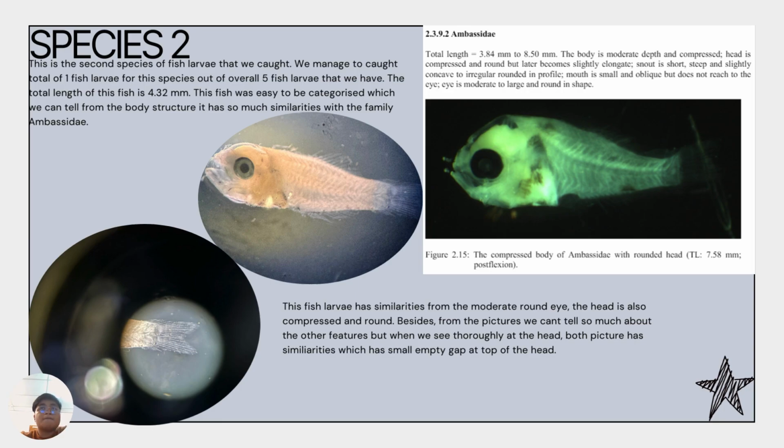For the challenges that we went through, we took the sample twice, because the first time we only caught a lot of shrimp and none of the fish larvae. So we needed to take another sample, and we used the scene net once more and took the second sample.